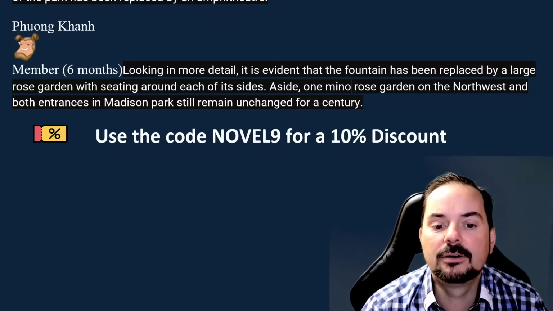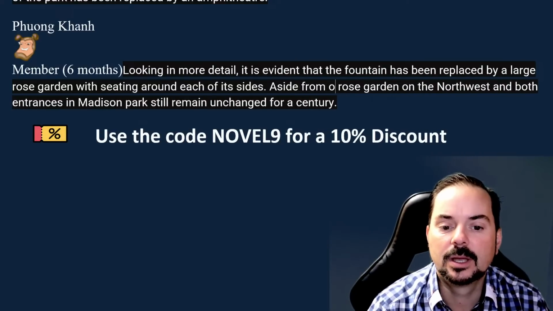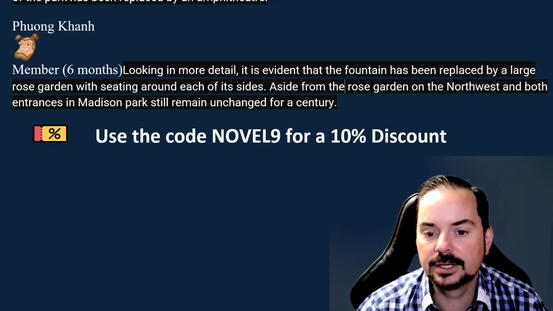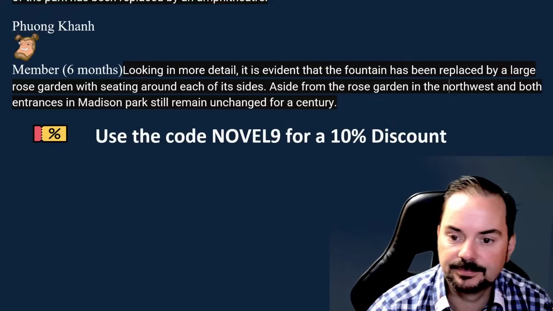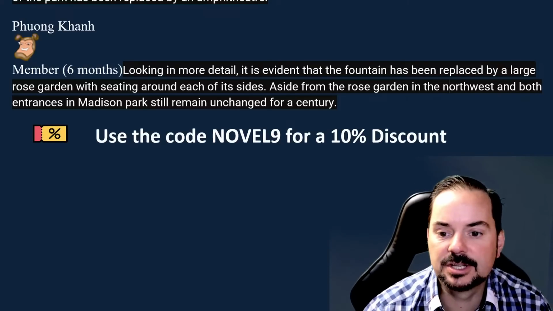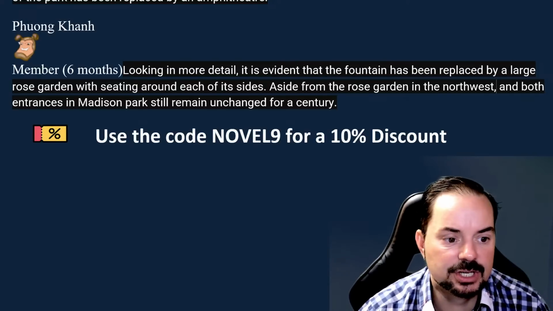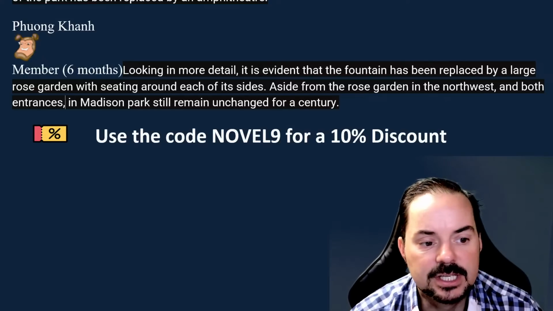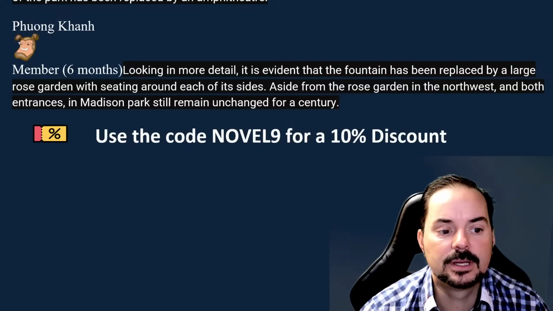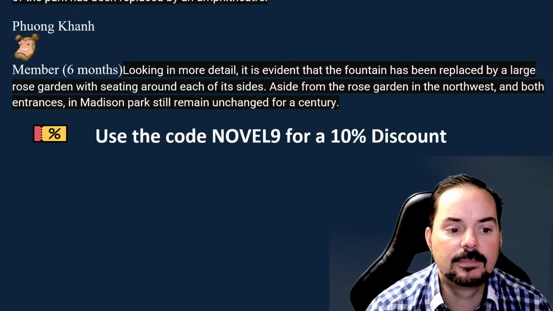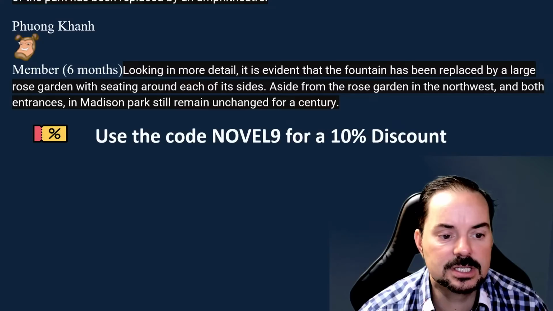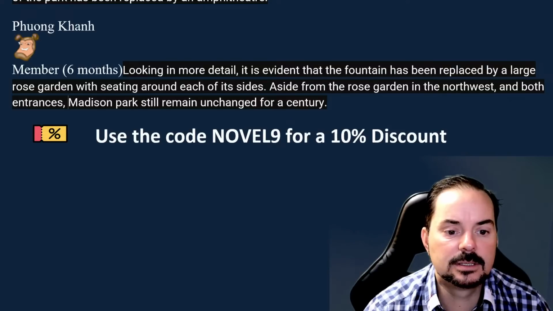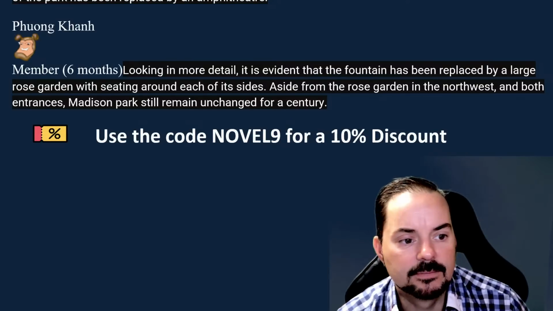Aside from the rose garden in the northwest and both entrances in Madison Park, you need commas there because you're shifting to the entrances. Okay, aside from the rose garden in the northwest and both entrances, Madison, okay, this is a bit confusing, Phuong, so I'm going to have to rewrite it.